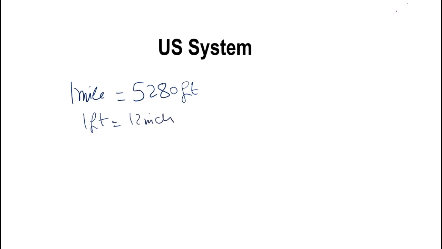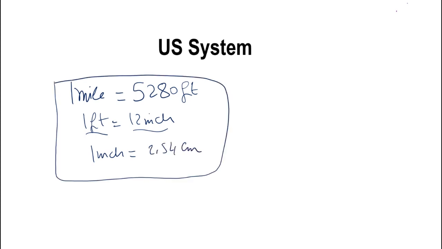In the US we use miles, feet, and inches for length. And we know that in 1 mile we have 5,280 feet. In 1 foot we have 12 inches. If we go internationally, we use centimeters. In 1 inch you have 2.54 centimeters. If you are in the US, there is no problem going from miles to feet to inches.